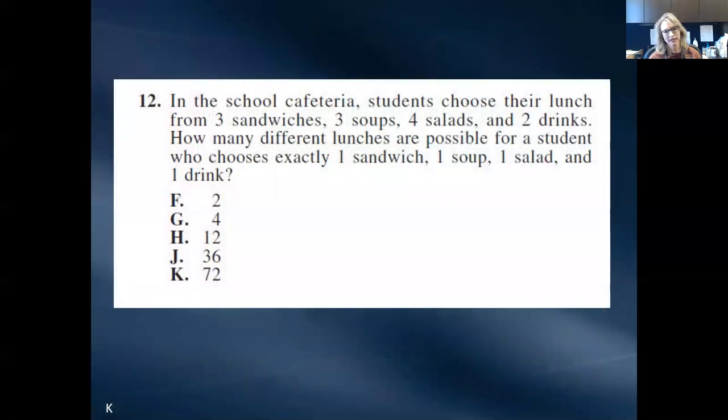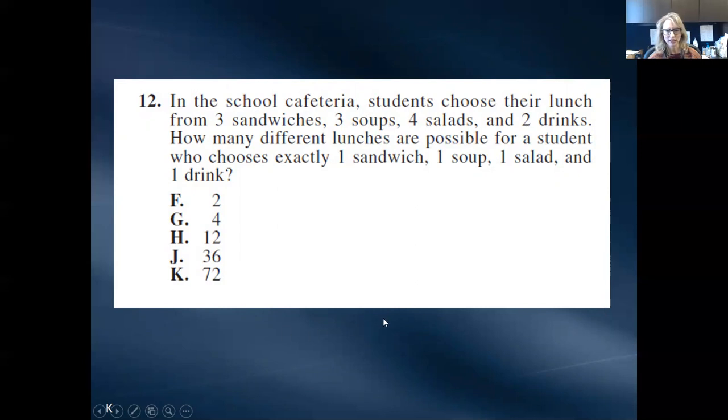All right, here is a counting principle problem. In the school cafeteria, students choose their lunch from 3 sandwiches, 3 soups, 4 salads, and 2 drinks. How many different lunches are possible for a student who chooses exactly 1 sandwich, 1 soup, 1 salad, and 1 drink? So we talked about it in the counting principle. One does not affect the other, so all we're going to do is multiply the possibilities times each other. So we got 3 times 3 is 9, times 4 is 36, times 2 is 72. So the answer is K.